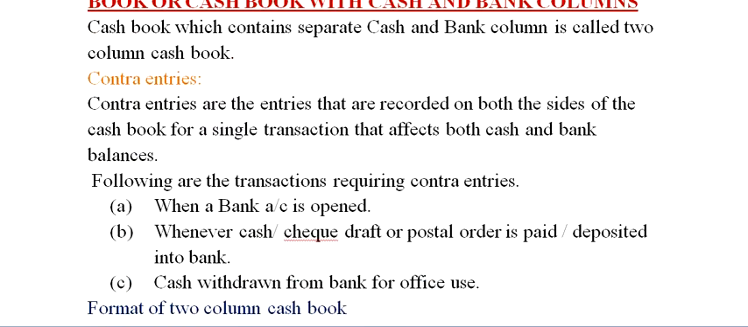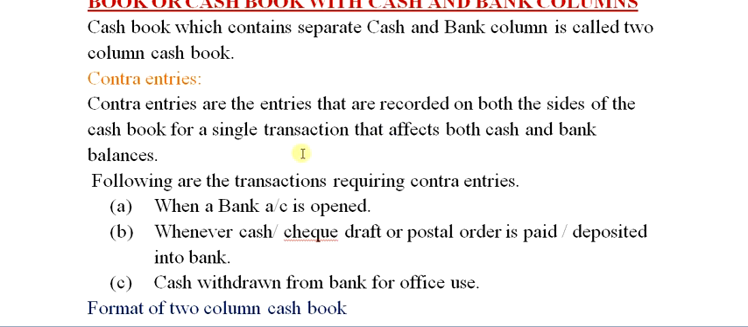Now moving on to the contra entries. Here there are entries that are treated as contra entries. Contra entries are the entries that are recorded on both sides of the cash book for a single transaction that affects both cash and bank balances. My dear students, contra entries is nothing but a single transaction reflecting on both sides, that is in the cash column as well as in the bank column. So contra entries are the entries recorded on both sides of the cash book for a single transaction that affects both cash and bank balances.